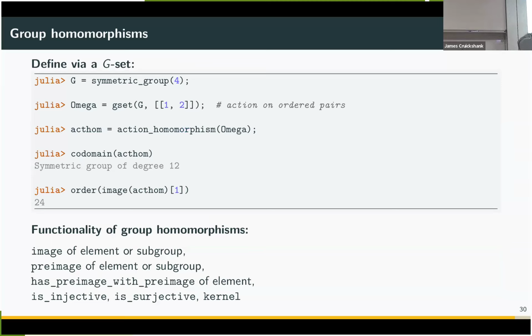Or we can define, as we have seen, first a group action, a G-set, and then ask for the action homomorphism, which is given by this G-set. This also gives us a homomorphism, and then we can ask for the image of the homomorphism. In this case, we start with the symmetric group on 4 points. You get an image of 24 elements. So this is then apparently an isomorphism we get.